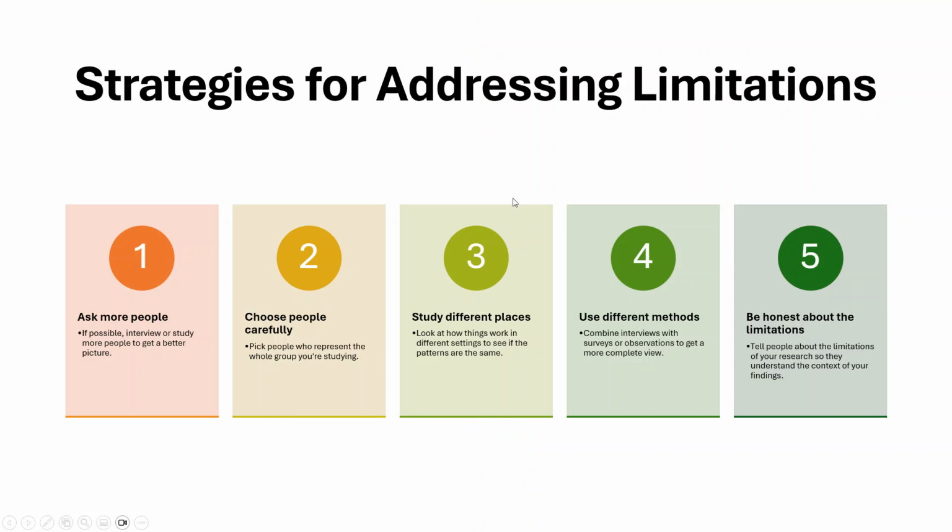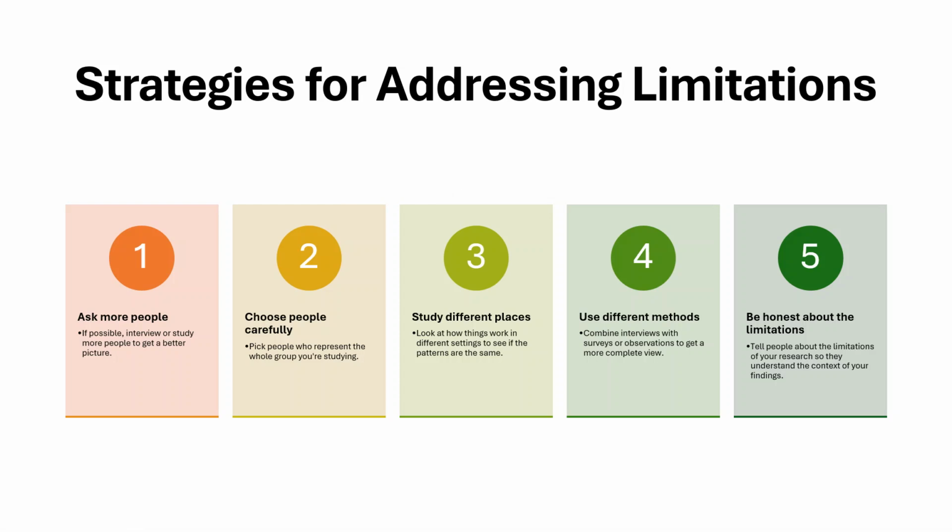So, how do we cope with this? What are our strategies for addressing these limitations? Firstly, you can ask more people. Ask more people to be part of your interview or your study, to answer your questionnaires or your focus group. Because with more people, you'll get a better, more rounded picture. But think carefully and choose people carefully. Pick people who represent the whole group that you're studying.